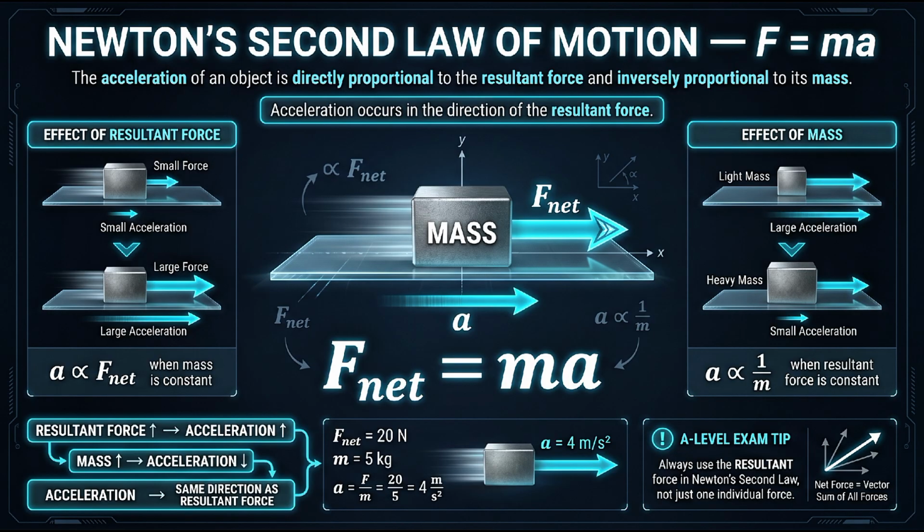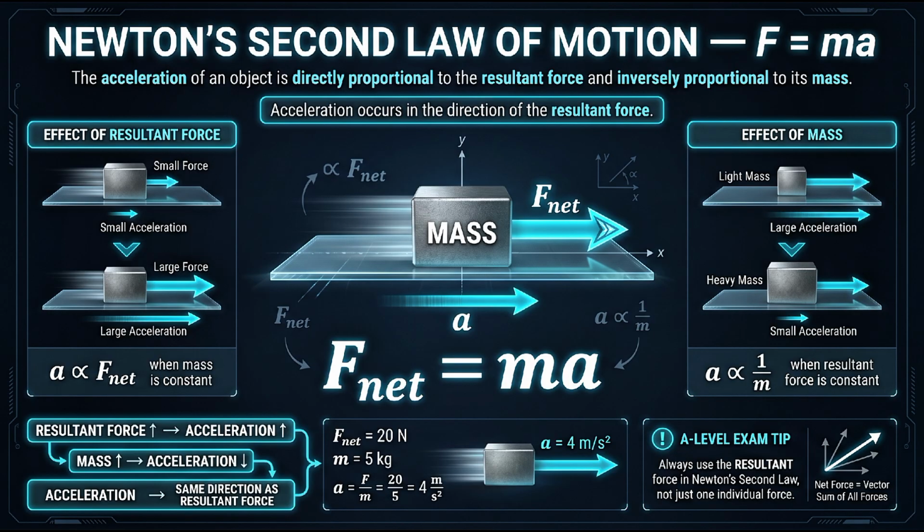The second major idea shown in the image is the effect of mass. When the resultant force remains constant, increasing the mass reduces the acceleration. This is because acceleration is inversely proportional to mass. Mathematically, we can write acceleration as proportional to 1 divided by mass when the resultant force is constant. Therefore, if the mass is doubled while the same resultant force continues to act, the acceleration becomes half as large. If the mass is tripled, the acceleration becomes 1/3 as large.